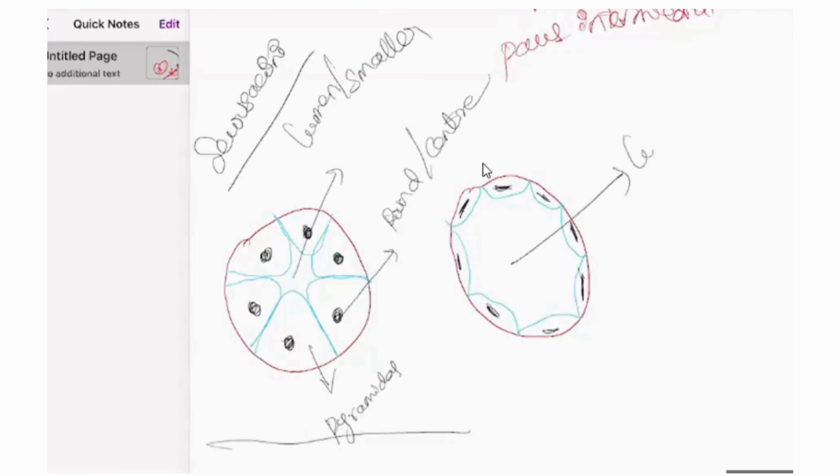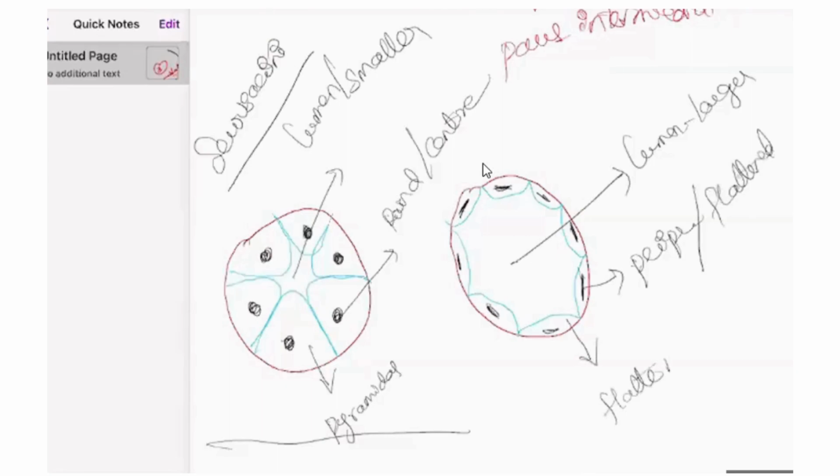Is the lumen larger or smaller? Lumen larger. Is the nucleus center or periphery? Periphery. Flattened or rounded? Flattened. Are the cells flattened or pyramidal? Flattened. So this acini is mucus acini.